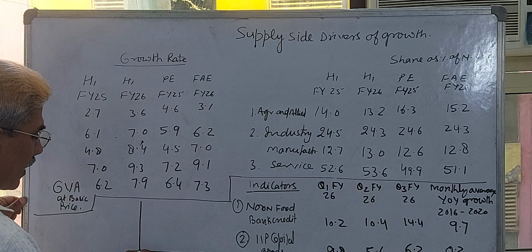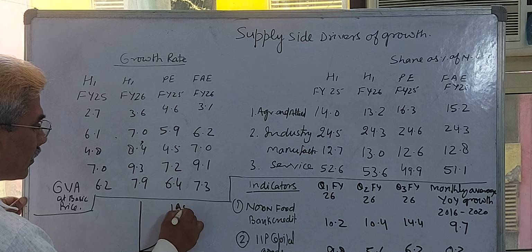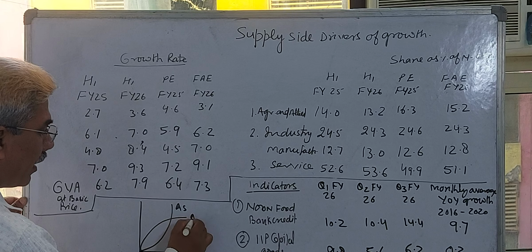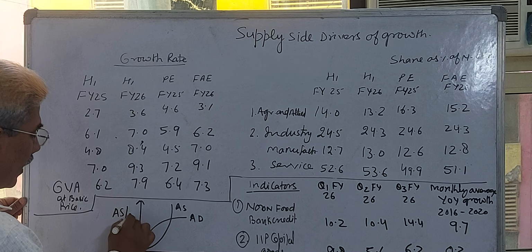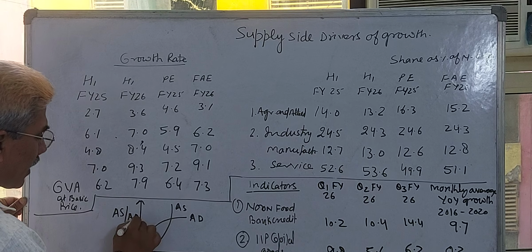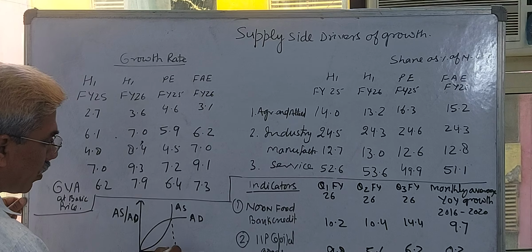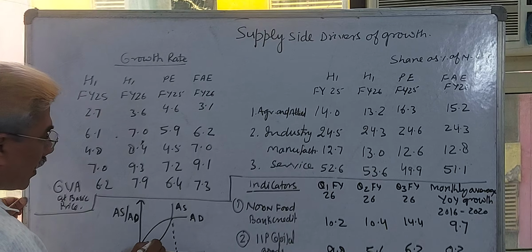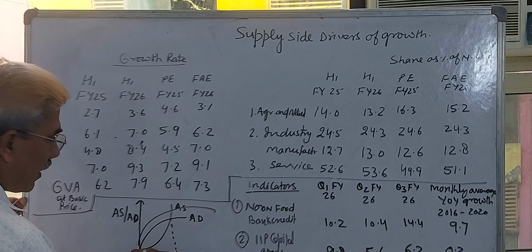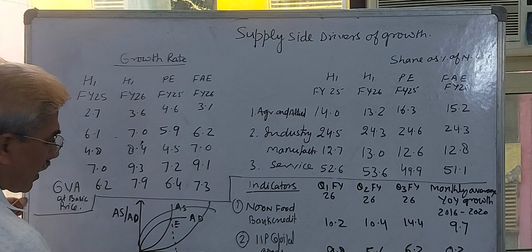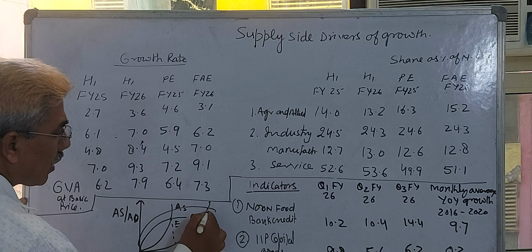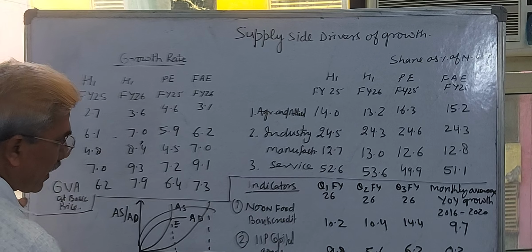If this is aggregate supply, this is aggregate demand, and this is the growth rate of the economy. If aggregate demand is increased and aggregate supply is increased, then the growth rate, which was previously OG, is now OG dash.